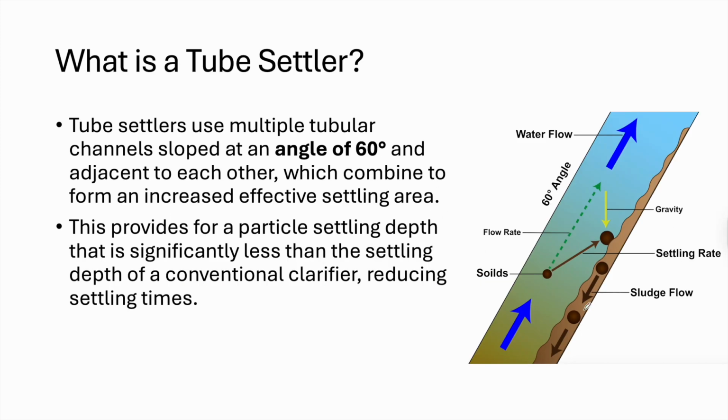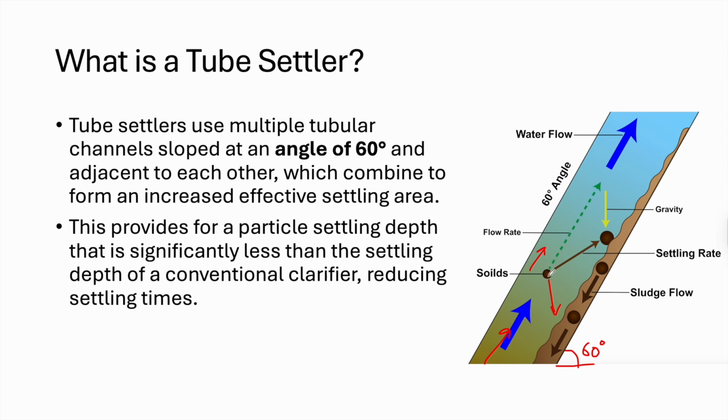Now here we have a closer look at the tube settler. As I have already said, tube settlers are inclined or sloped at an angle of 60 degrees. So this is the angle and this is 60 degrees. And while the water is flowing up, the particles will start settling down by gravity. And notice the distance of the settling is actually very low compared to a traditional tank. This is the key factor of a tube settler.